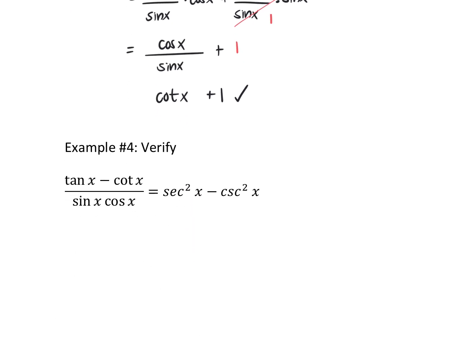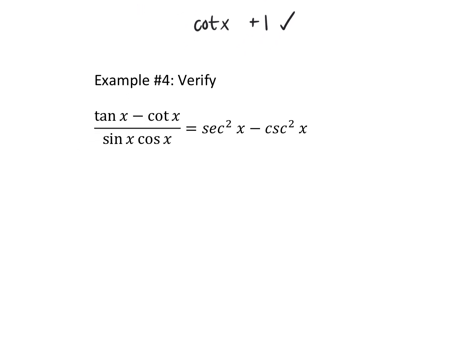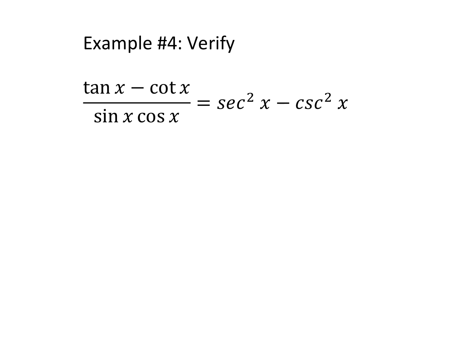All right, let's look at example 4. Okay, we're going to verify this fraction on the left side is equal to those two things squared on the right side. So which one do you think we should work with here? The left side. Let's work with the left-hand side here. Again, there's kind of more than one way that you could do this. What do you guys think we should do with the left-hand side there?